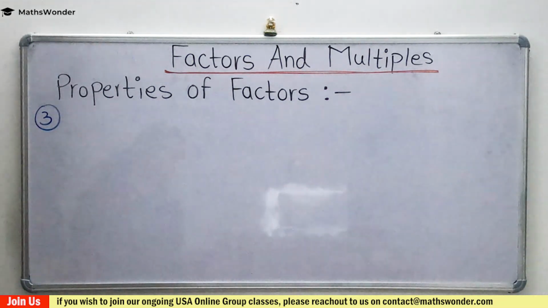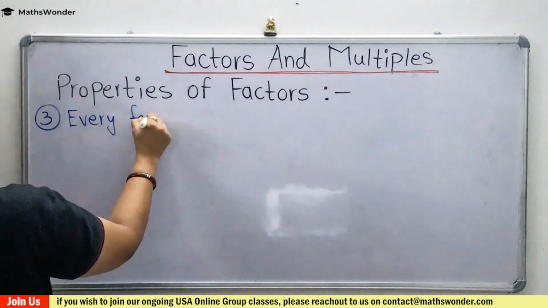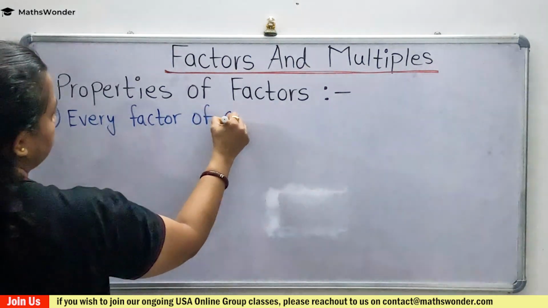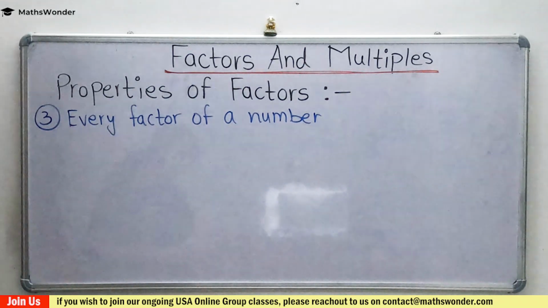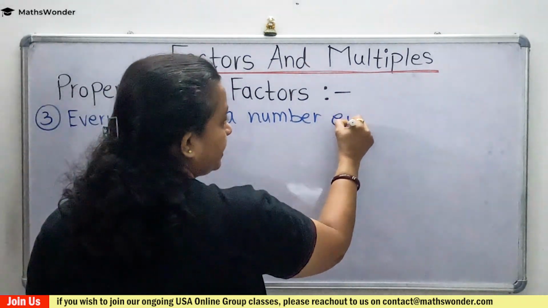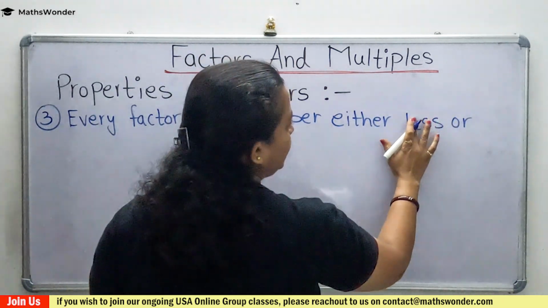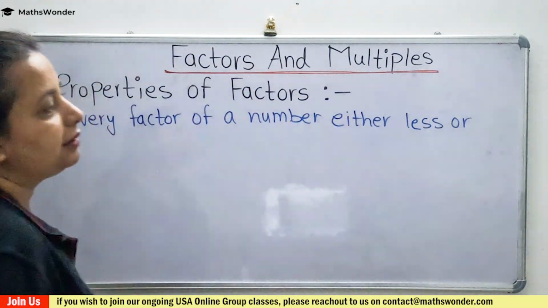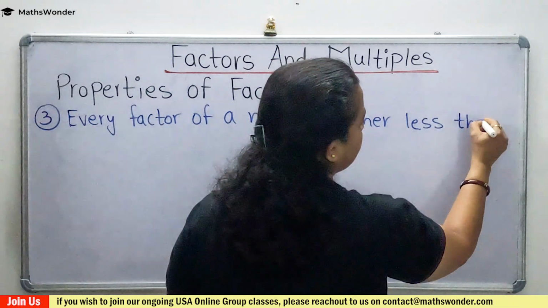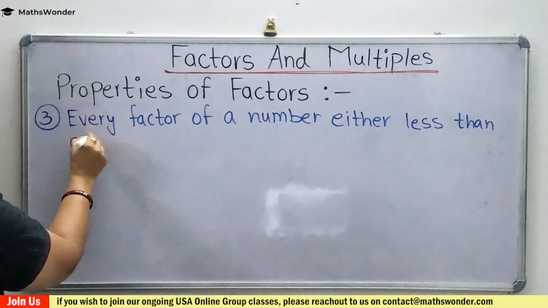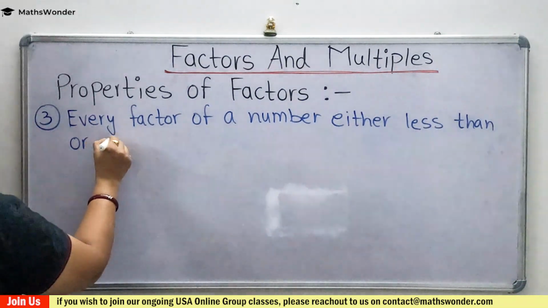Every factor of a number is either less than, or equal to the given number.